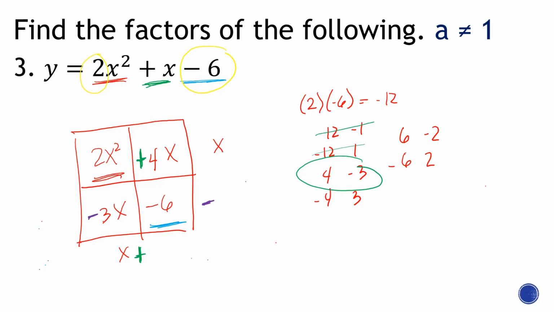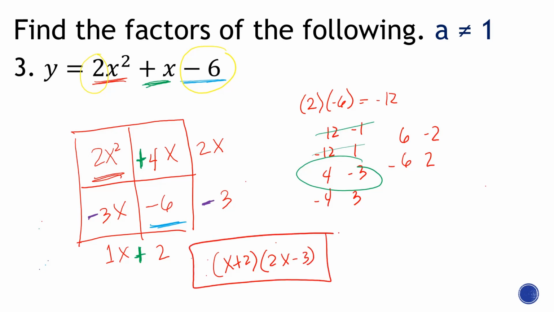Okay. Now, the next step is find the GCF of the numbers vertically and horizontally. 2 and negative 3, or 2 and 3. That's just 1. 4 and 6. GCF of 4 and 6. That's right, it's 2. 2 and 4. It's also 2. 3 and 6. That's right, it's 3. So there you go. Those are the factors. X plus 2, 2x minus 3. There you go. Let's go to the last one.